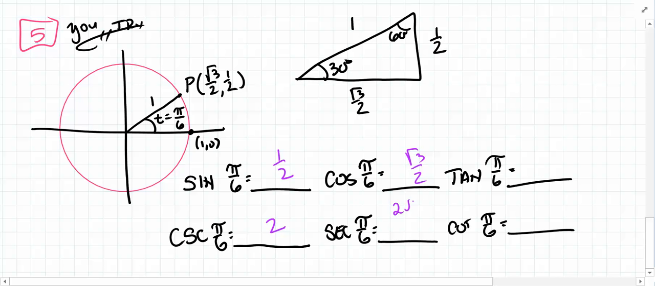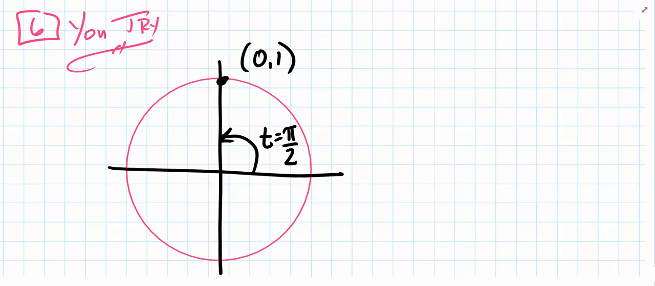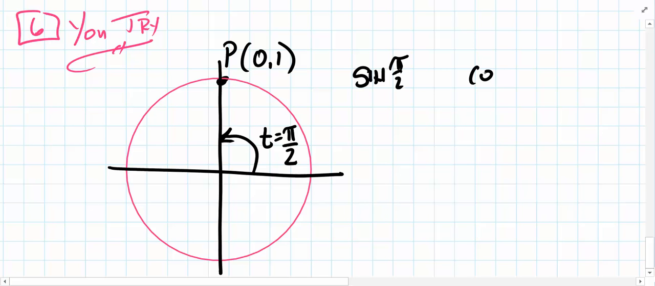Okay, ladies and gentlemen, I'm giving you the point P, and I'm telling you that point is located at 0, 1. Therefore, that angle is 90 degrees, which is, of course, pi over 2 radians. So I would like you to tell me, give me the sine of pi over 2, cosine of pi over 2, tangent of pi over 2, and all the way down the line. Okay, ladies and gentlemen, here we go. Let's finish up this lesson strong here.